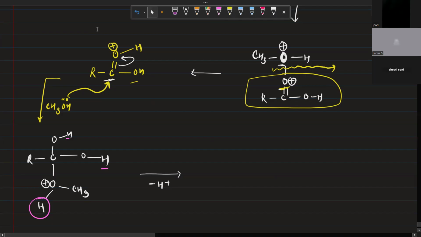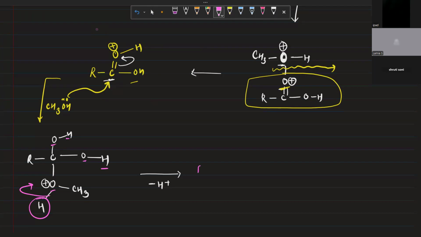See, in this case, oxygen attached to hydrogen is stable. It has two bonds. But in this case, the oxygen has three bonds. So the bond which is this one is going to break, and it will convert into RCOH, OH, and O with CH3. Any doubt?